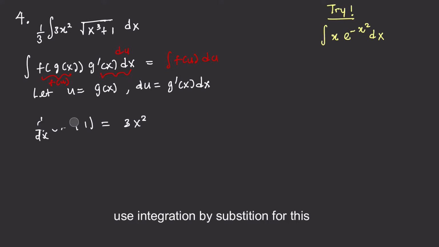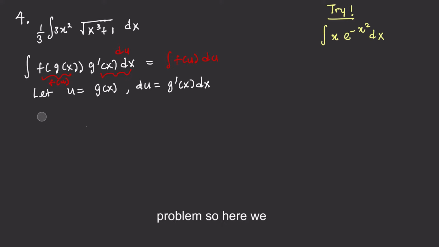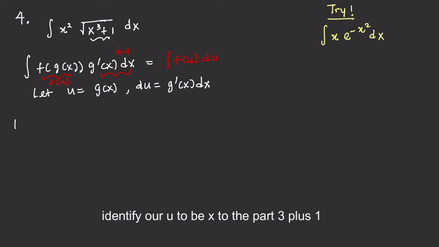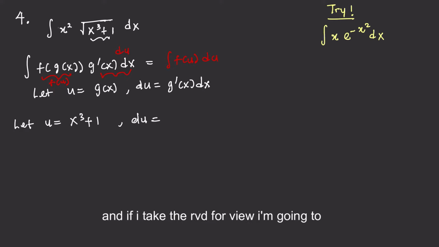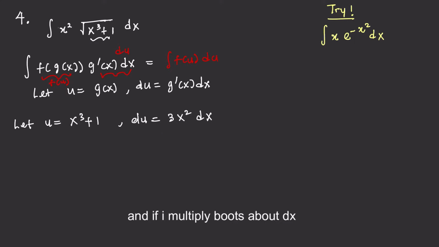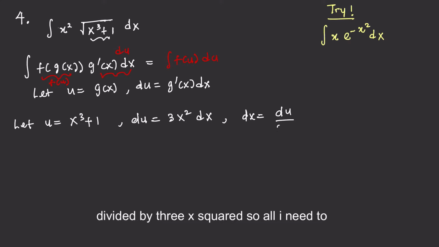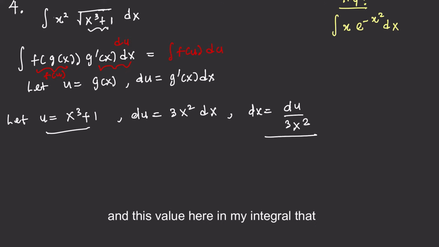So let's try to use integration by substitution for this problem. Here we identify our u to be x to the power of 3 plus 1. And if I take the derivative of u with respect to x, I'm going to have this to be 3x squared. And if I multiply both sides by dx, we have 3x squared dx. And if I make dx the subject of the formula, I'm going to have this to be du divided by 3x squared. So all I need to do is just to substitute this value here and this value here in my integral.